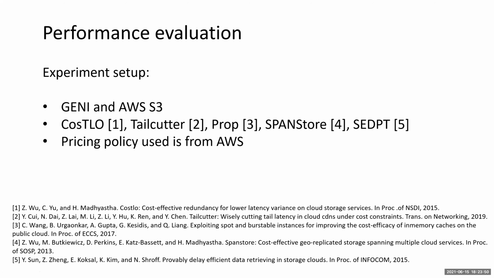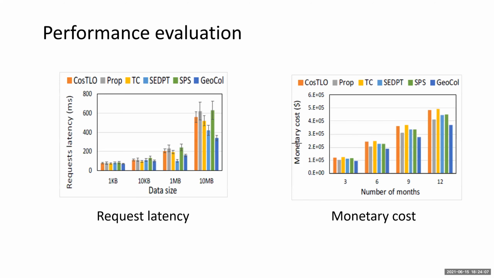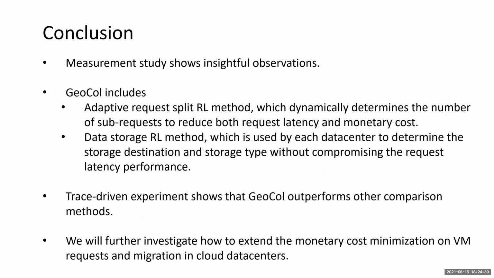Next is the performance evaluation. We have the experiment setup on Genie and AWS S3, and we have five comparison methods, and all the pricing policies are taken from AWS. For other experiment setting details, please refer to the paper. In the performance evaluation, the left figure shows the request latency metric, and GeoCol can achieve the best performance with much lower variance. The right figure is about the monetary cost. We simulated 12 months, and we can see that GeoCol can achieve the best monetary cost among all the methods.